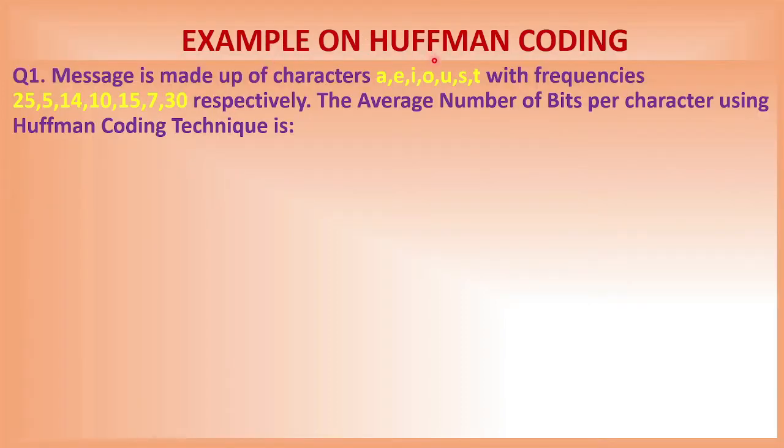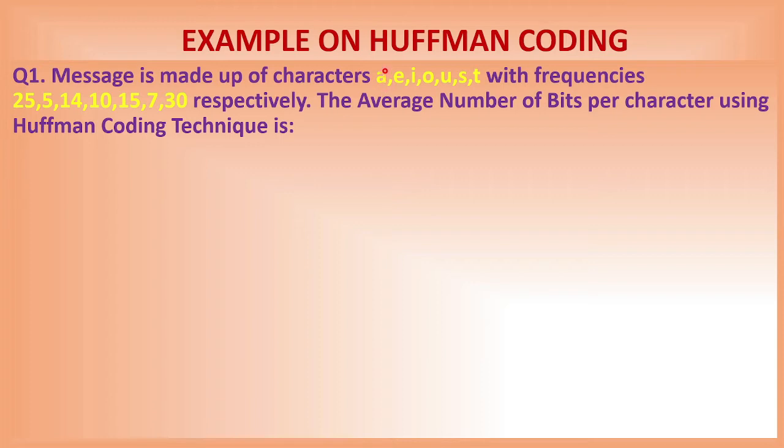So now we'll see one example on Huffman coding. A message is made up of characters A, E, I, O, U, S, T with frequencies 25, 5, 14, 10, 15, 7, 30 respectively. Meaning what? These are the frequencies of each character which is occurring in the message. In the message, only these characters are occurring which the sender wants to send to the receiver.